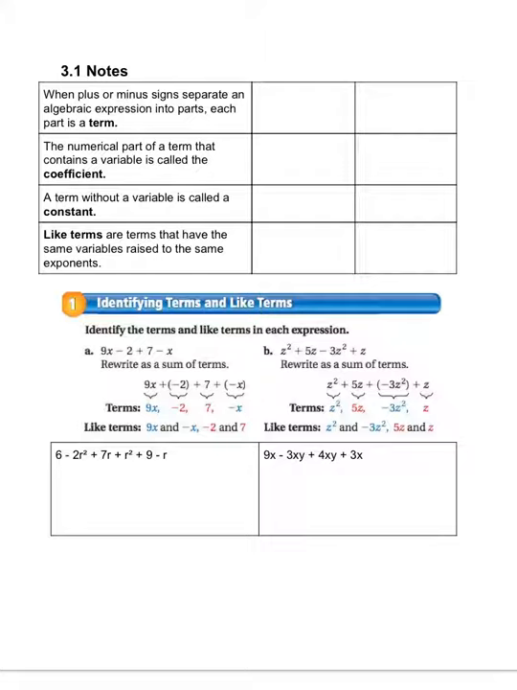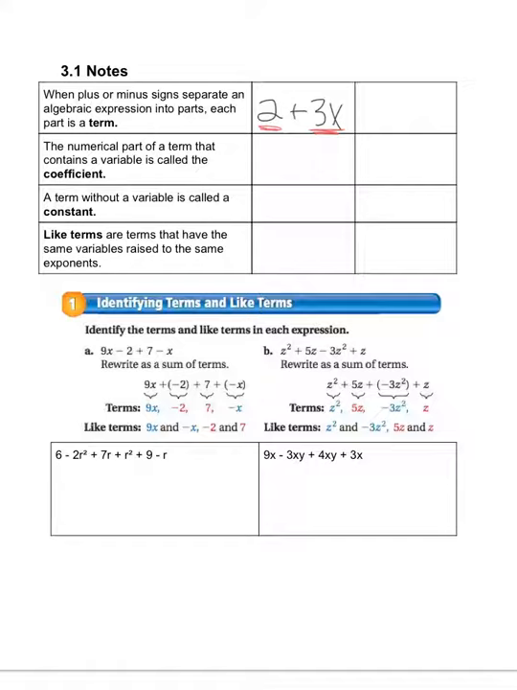So if I look at this expression, 2 plus 3x, I have two terms, 2 and 3x. And we can see that each term is separated by a plus or minus sign.